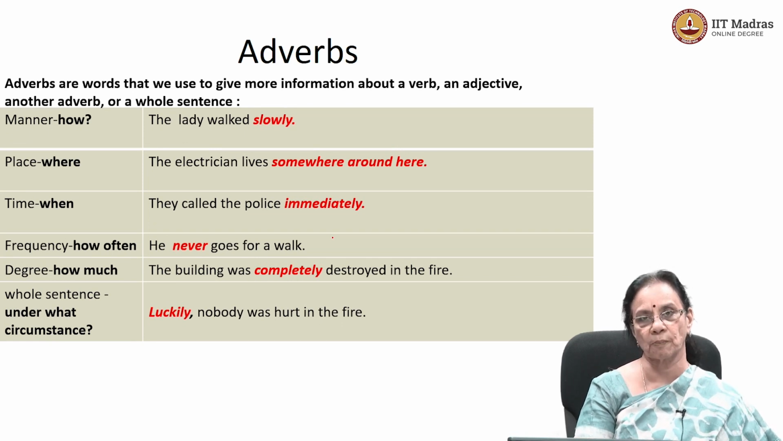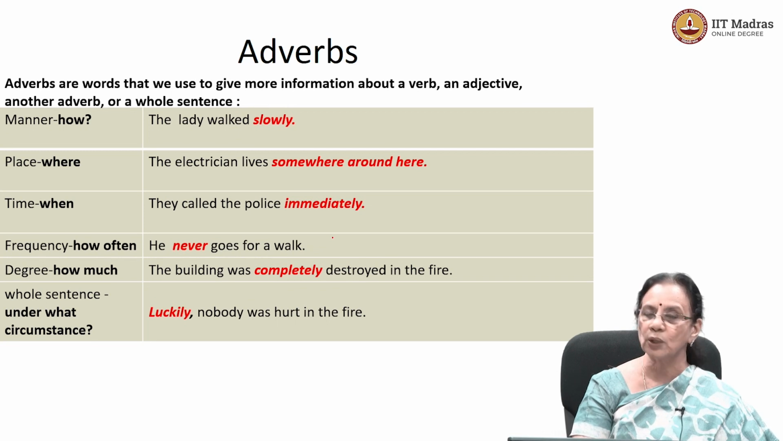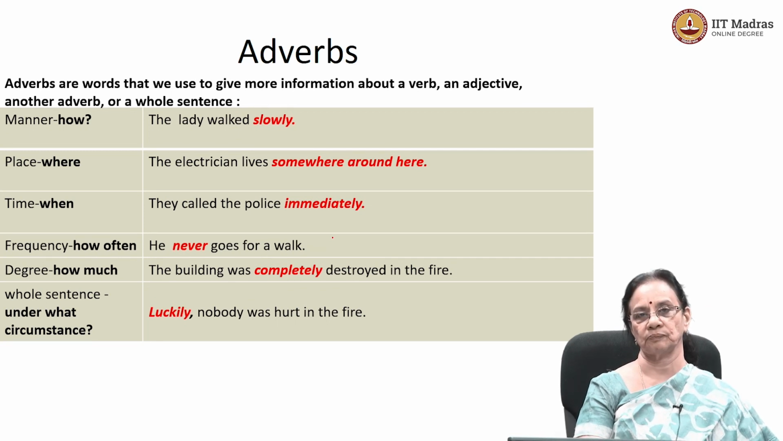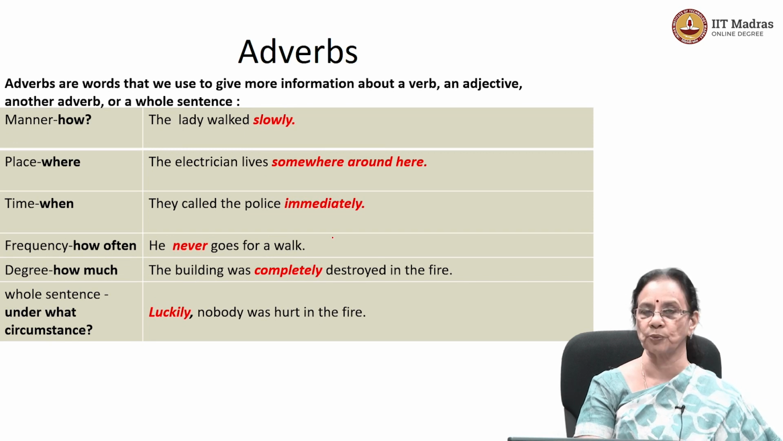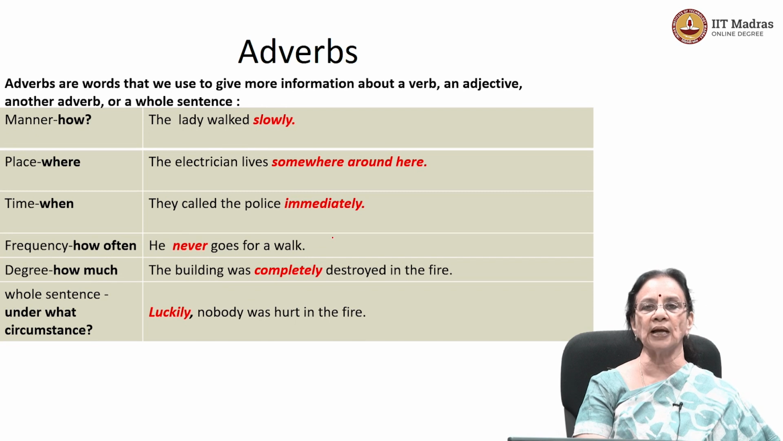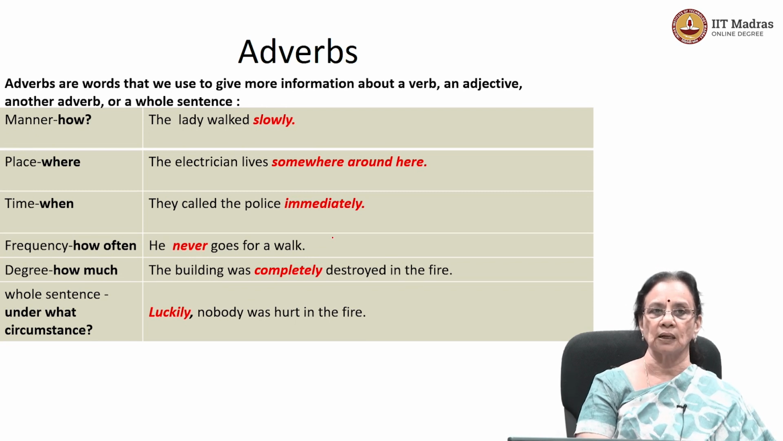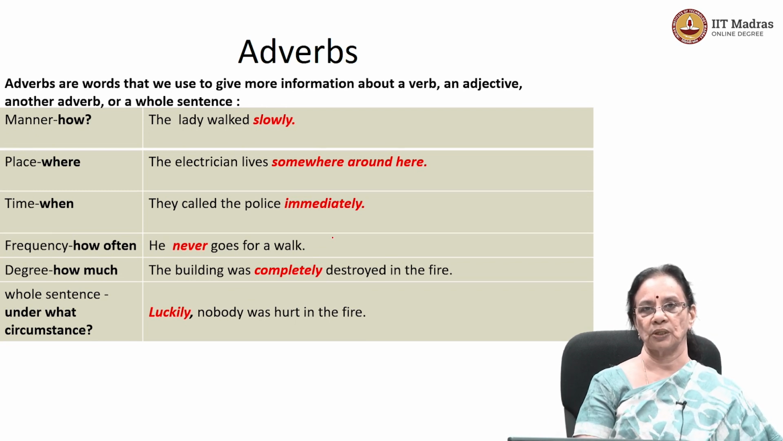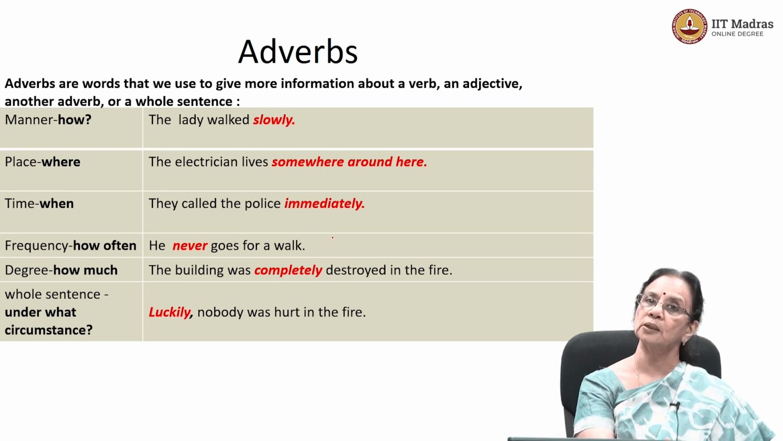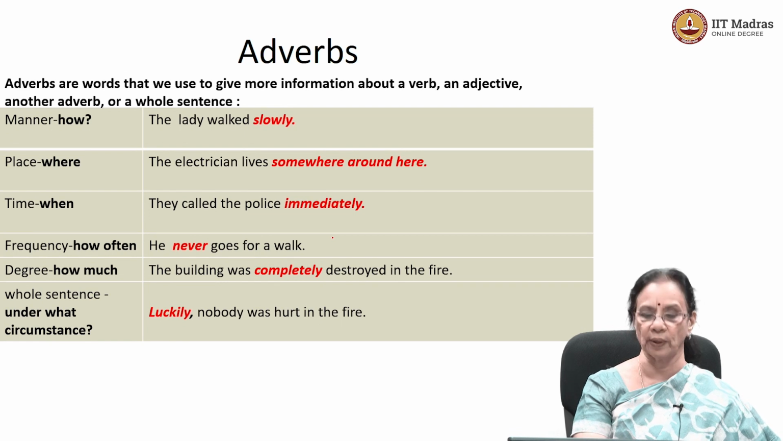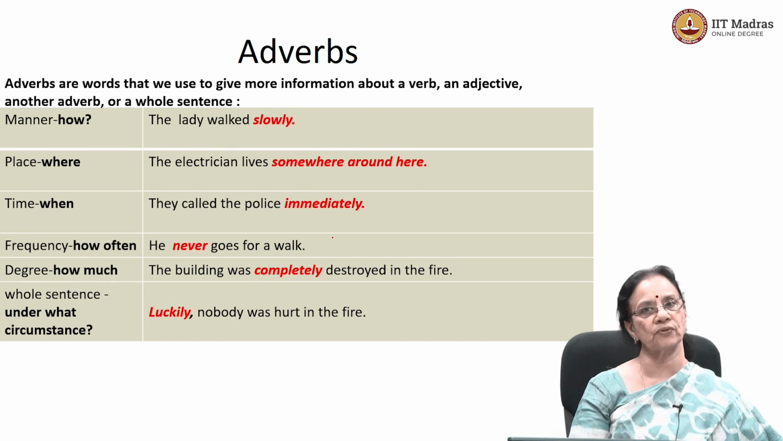Let us look at this example. Luckily, nobody was hurt in the fire. We could say, nobody was hurt in the fire. It is perfectly fine. But then, the minute we add the adverb luckily, an extra meaning comes to it. So this word luckily, adverb luckily, is defining the whole sentence, nobody was hurt in the fire.